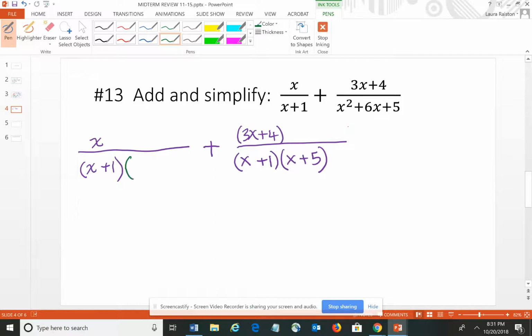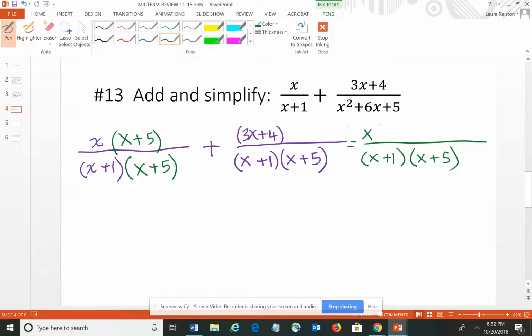So if I'm going to add x plus 5 in the denominator of the first fraction, if you add it in the denominator, you have to also add it in the numerator. Essentially, you're multiplying by 1. So now that I have a common denominator, I keep the denominator and I add the numerators.